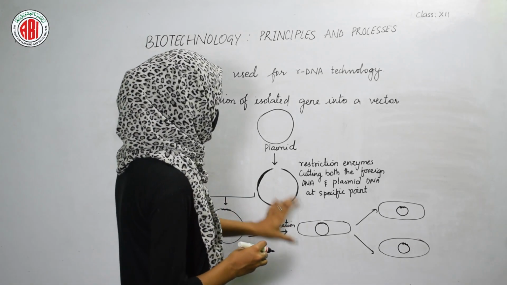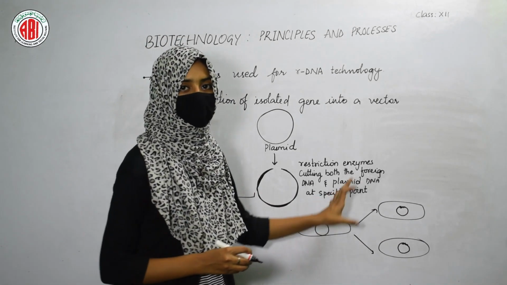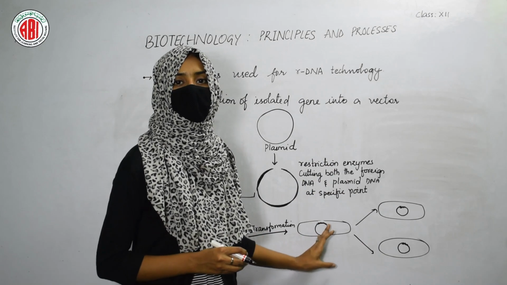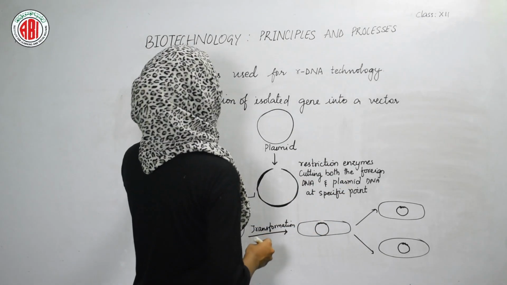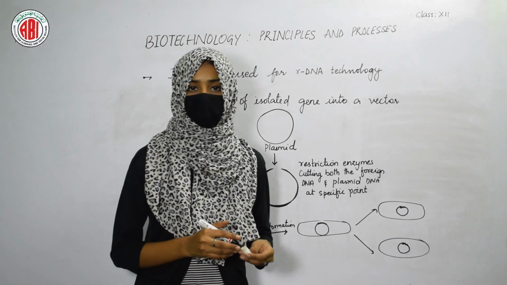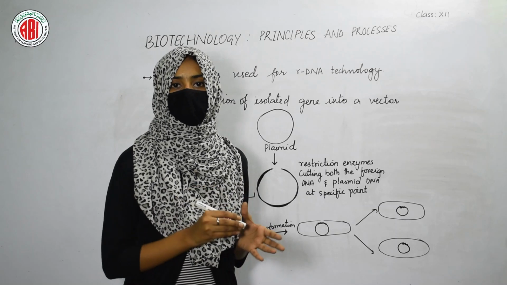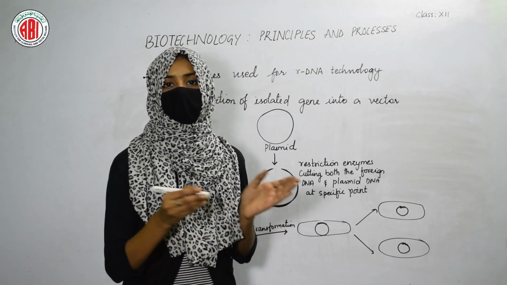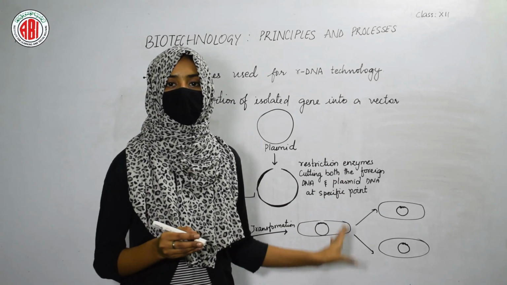rDNA is going to be transformed into E. coli cells, and when this E. coli cell undergoes division, then rDNA will also get multiplied. So this is about the step called insertion of the isolated gene into a vector: how we can insert a desired gene or a gene of interest into a vector, and that vector helps in carrying the gene of interest into the host cell.